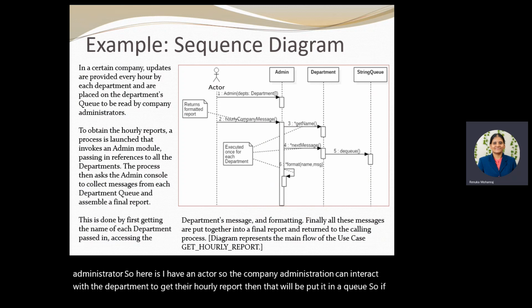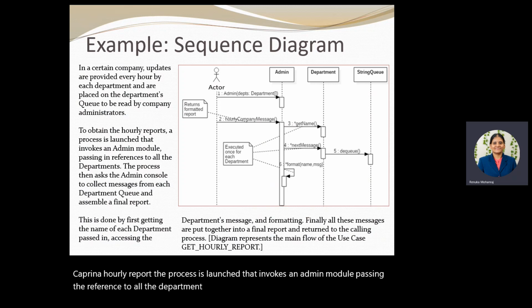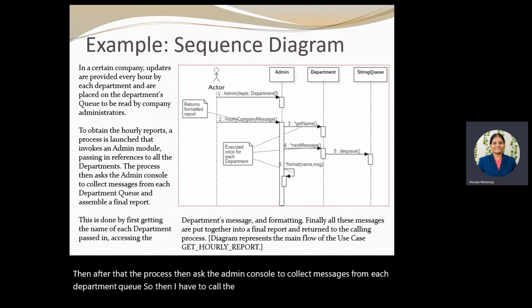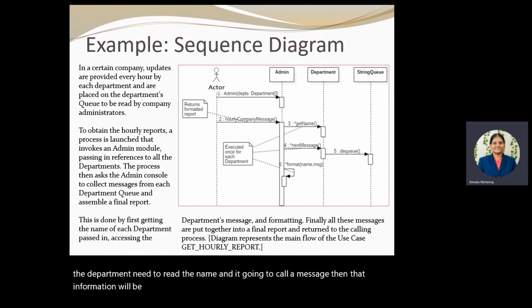If you read the statement, to obtain an hourly report, a process is launched that invokes an admin module, passing the reference to all the departments. So admin can pass the reference to all the departments. This is your first flow. Then the process asks the admin console to collect messages from each department queue. So then I have to call the department to collect the message. The department needs to read the name and then I call a message. That information will be passed to the queue. Then we have a self call to format the message.